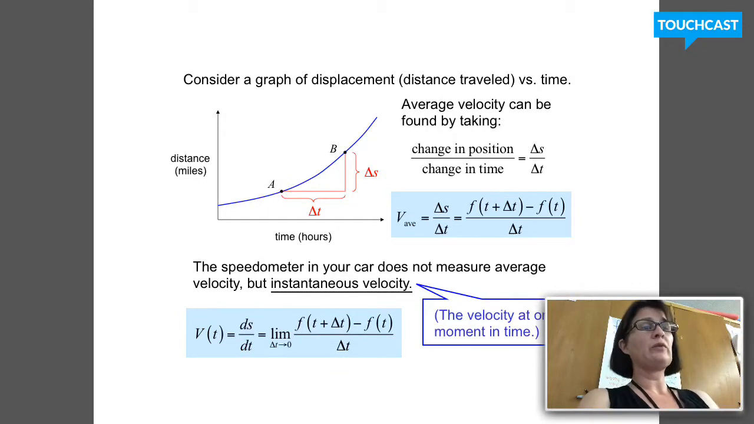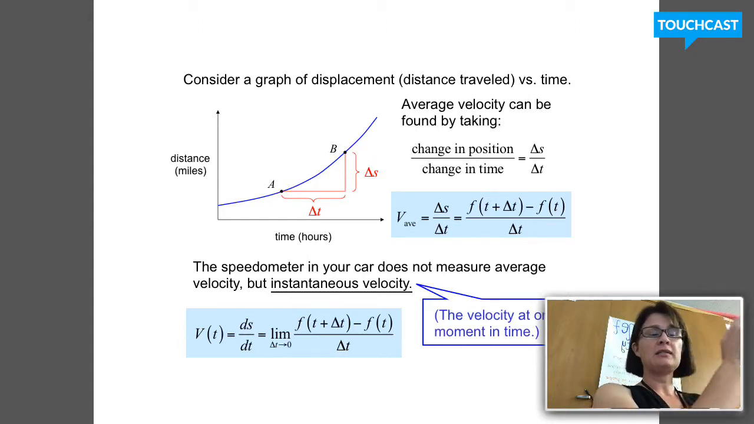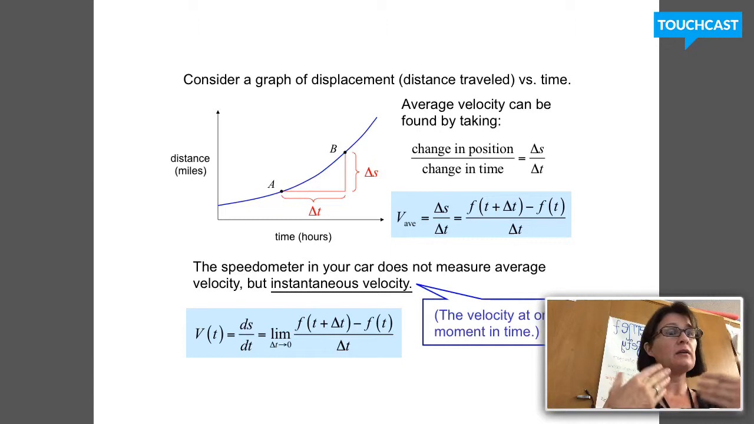Back in section 2.1, we talked about computing average velocity. We said average velocity is the change in distance divided by the change in time. And then we said if we wanted to find instantaneous velocity, we could use that same formula, change in distance over change in time. We're just going to let the two time values get so close together that essentially there's no time between them.